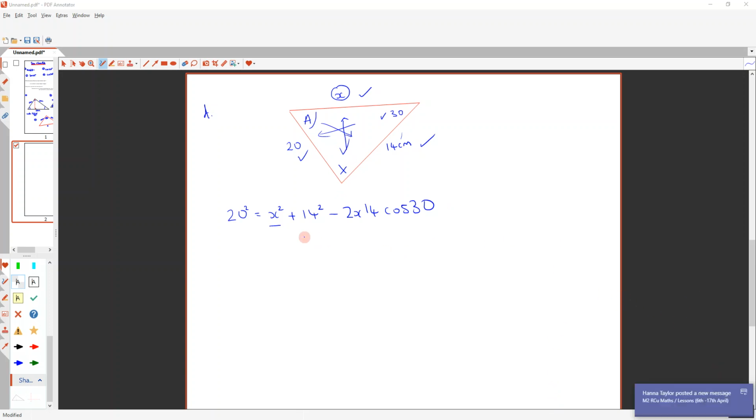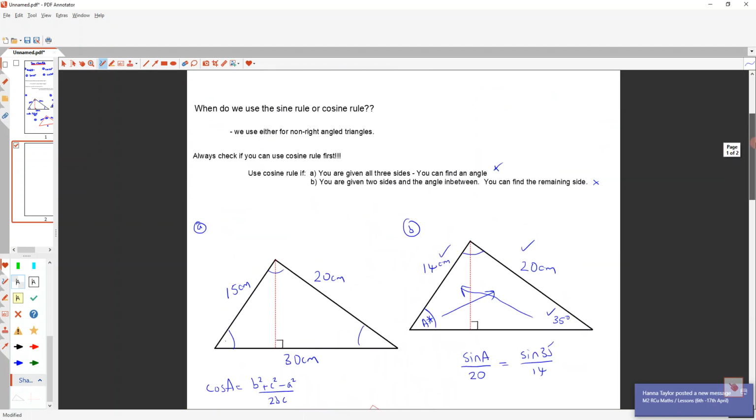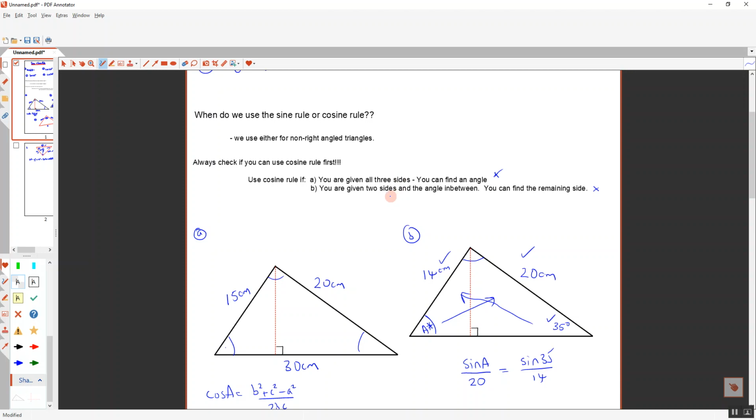Obviously, if you know two sides and the angle in between, you can also work out the area. So remember, half ab sine C, if you know two sides and the angle in between.